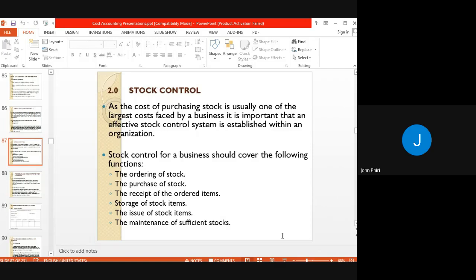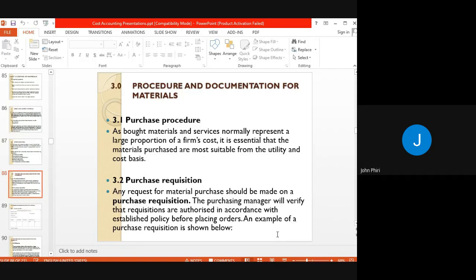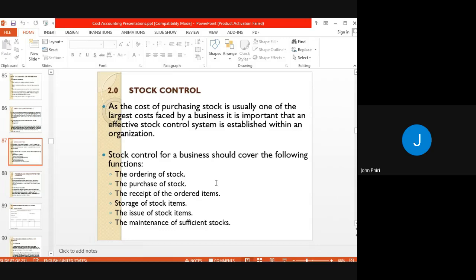Okay, so let's start with the procedure and the documentation for materials. This is from this point of view that we talked about ordering, for example, purchasing and things like that, until we receive them, then we stock them or we keep them. Storage. And then at the end of the day, we're going to actually issue them either to the customers or to a particular department who is going to use them. And then the need for us to maintain this.